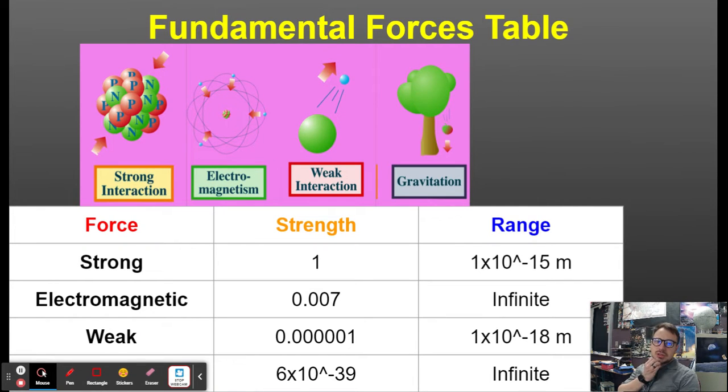So this is a nice little chart that'll help us keep track. We compare the strength of all the forces to the strong force, which we just say has a strength of 1. So everything else is going to have strength less than that. You can see here the electromagnetic force 0.07, so relatively weak compared to the strong force, and the weak force 0.000001, and then gravity is last, the weakest of all forces.